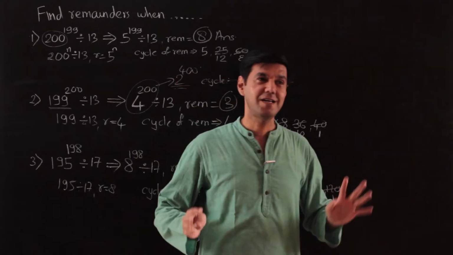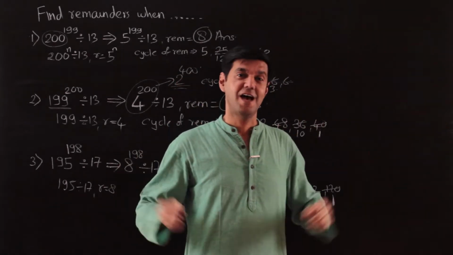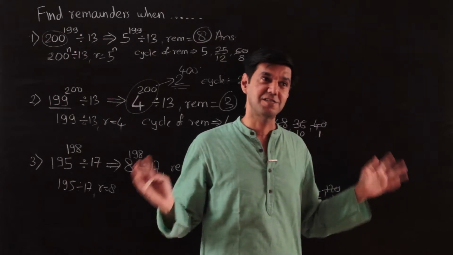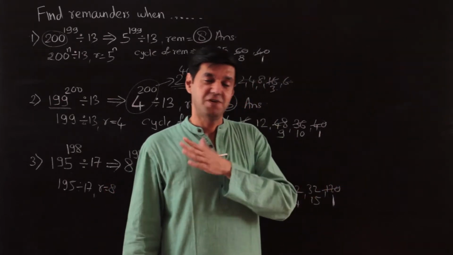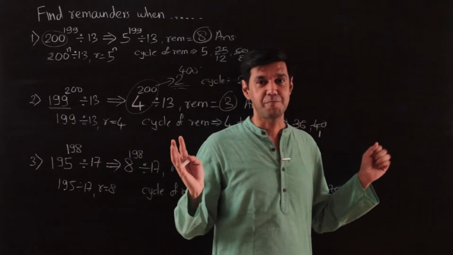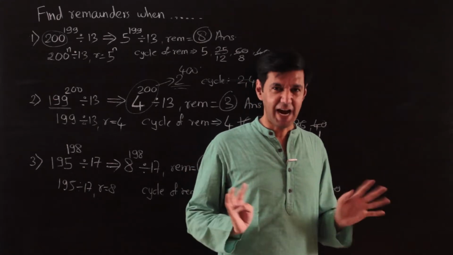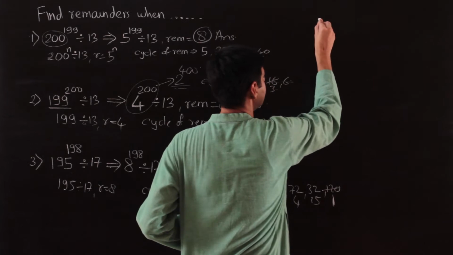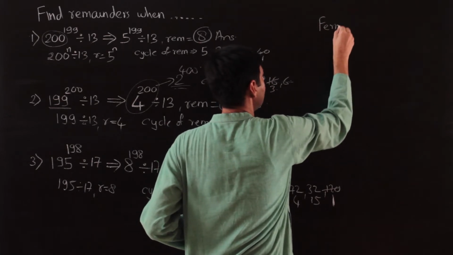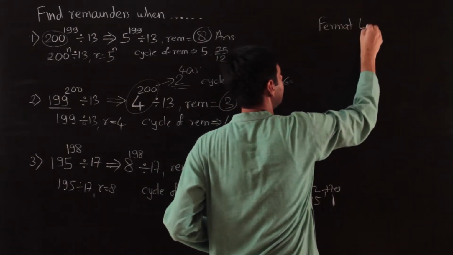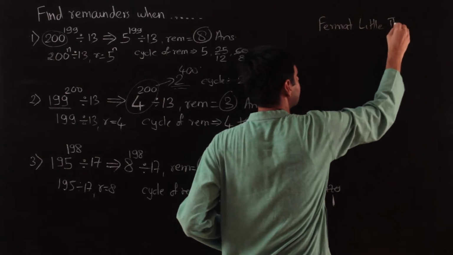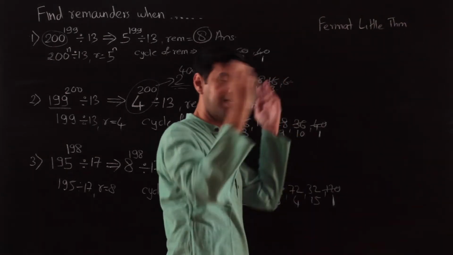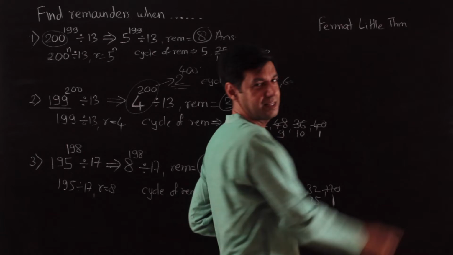Listen, for number theorists and mathematicians, Fermat's theorem is amazing, a big thing. But for us CAT aspirants, it should not take more than this space. And just to tell you, it is called Fermat's little theorem. Fermat's last theorem is a bigger deal. So this is just a little theorem.